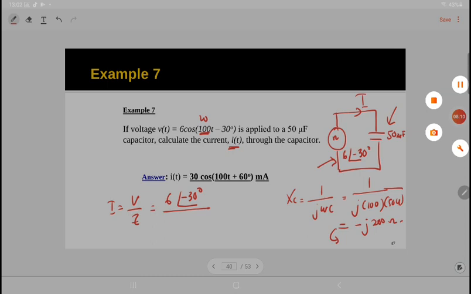Therefore, in a phasor transformation, you get V equal to L j omega I, where j omega I is your current, right? So therefore, the impedance for the inductor is given by Z equal to V divided by I. If you bring I over here, you get Z equal to j omega L, right?